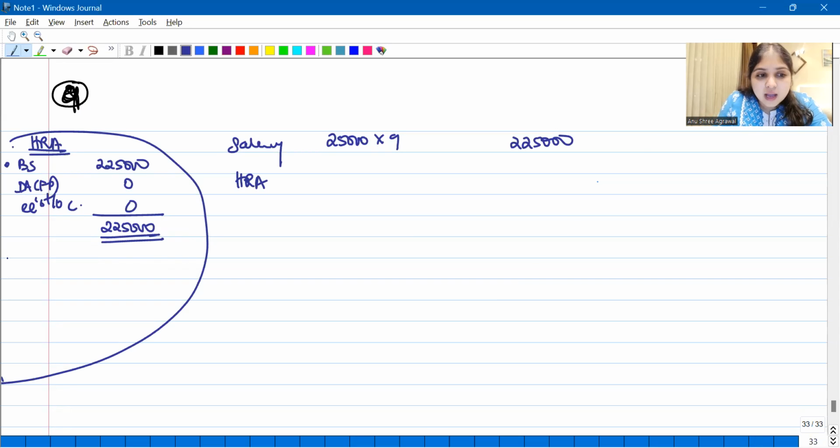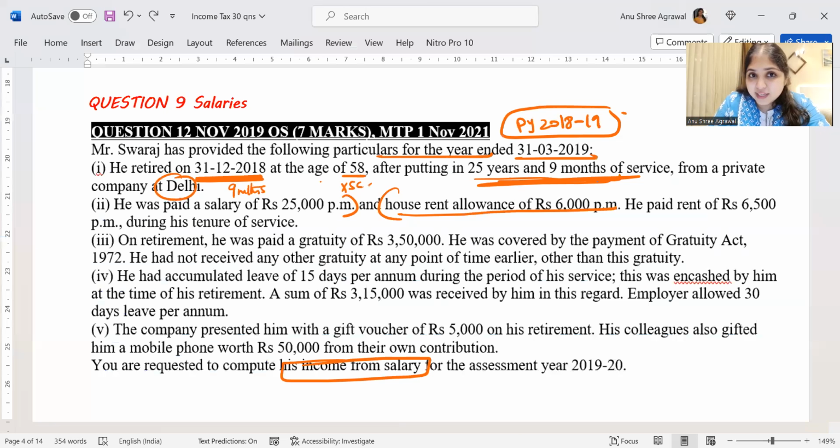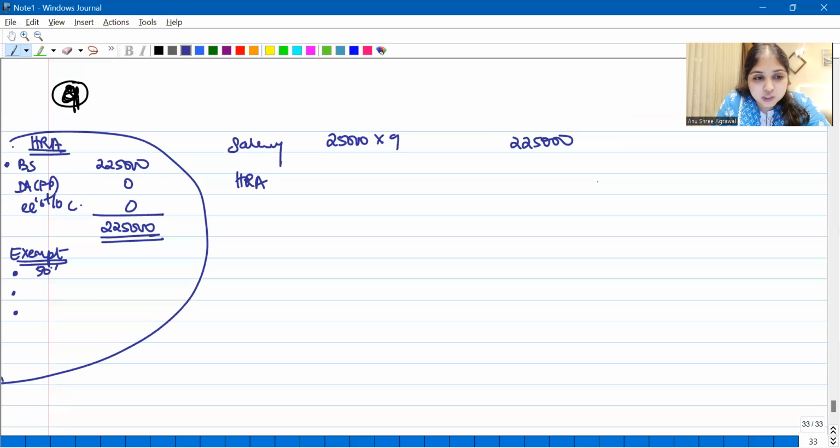Now I'll calculate exempt HRA. To calculate exempt HRA, how many things will I calculate? I'll calculate 3 things. Number 1, 50% of salary if metro, 40% of salary if non-metro. My assessee is living in Delhi, which is a metro. So 50% of salary, 50% of 2,25,000, that's going to be how much? 1,12,500.